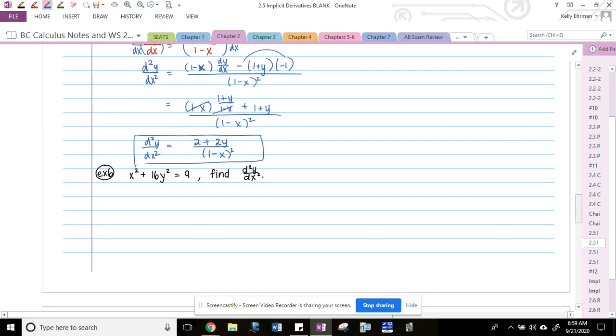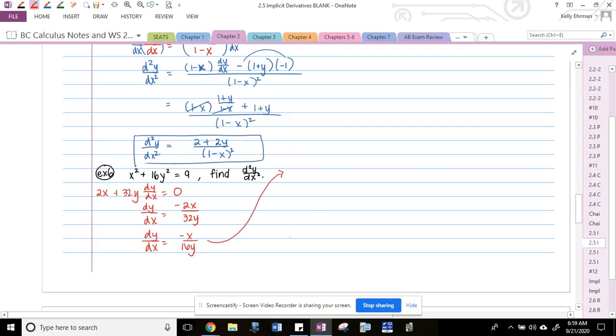So same thing for this last one. Let's take the first derivative of both sides. Derivative of 9 equals 0. Let's solve for dy dx. There's no factoring to be done. I would have subtracted 2x and divided by 32y. So clean that up. That's negative x over 16y.